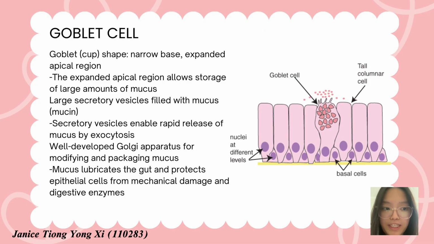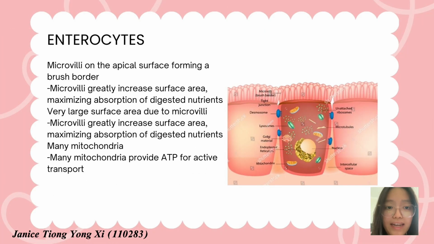Here is the picture. And the second one is enterocyte cells. Microvilli on the apical surface form a brush border. Microvilli greatly increase surface area, maximizing absorption of digested nutrients. Enterocytes also have many mitochondria that can provide ATP for active transport.